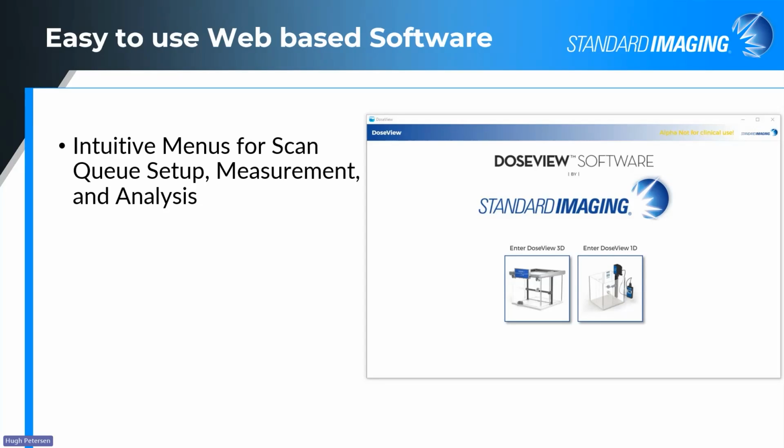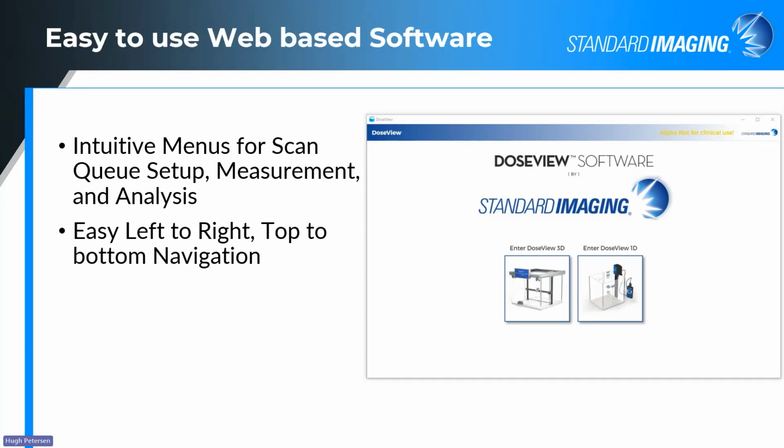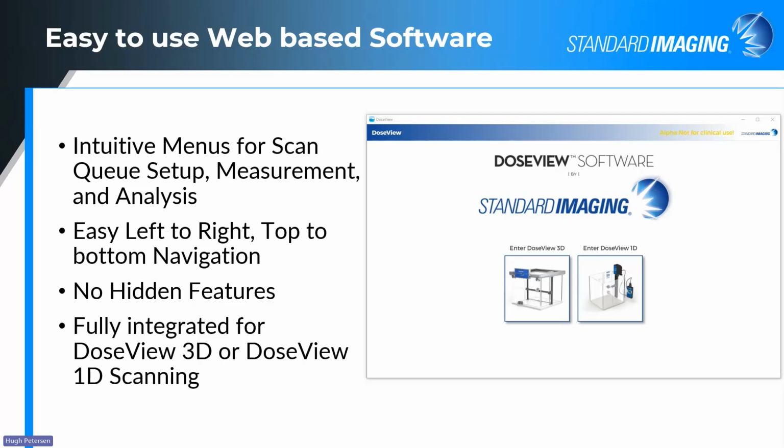Our software really does shine in a lot of ways, because it's a very clean interface, very easy to use. It's easy left to right, top to bottom navigation, so something you're used to. There are no what we call hidden features. The hidden features are things that you might have to hunt around for in other system software. Everything is right at your fingertips with ours. There's no having to go through 10 folders or 10 tabs to find what you're looking for. Everything is right there, and that makes things so much quicker and so much more uncomplicated for daily use and for scanning use when you do pull the scanner out. And like I mentioned, it's fully integrated for your 3D and your DOSU 1D scanning.